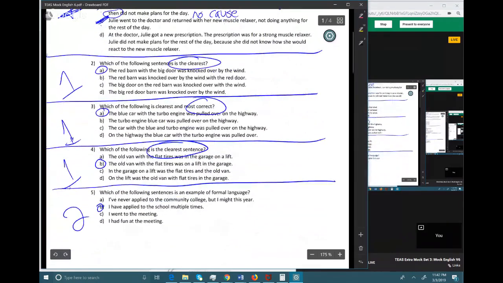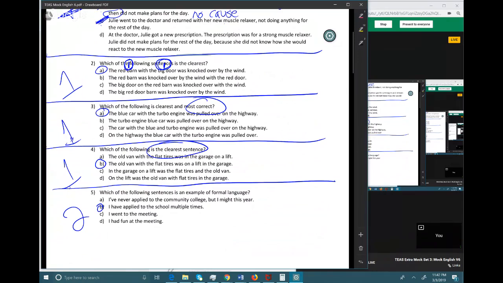2 is a clearest, so clarity question. What they're trying to do with 2 is say that there is a red barn, and this red barn has a big door. This red barn with this big door was knocked over by the wind. To do that, again, you can label 1 and 1, 2 and 2. The red barn cannot be separated from the big door. Those have to go together. There's no way it'll work if red barn and big door are not together.